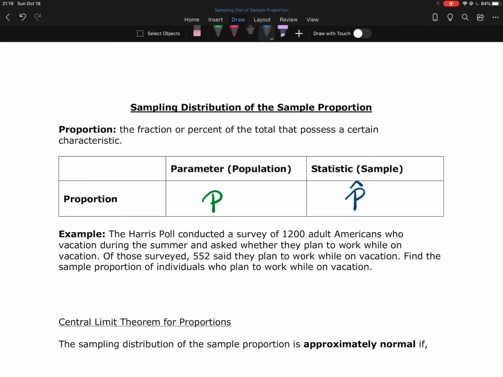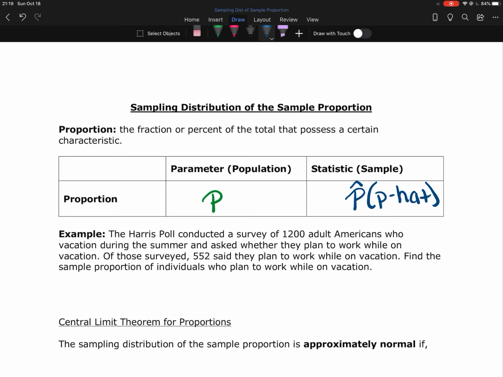This is the one symbol where the parameter is not a Greek letter that we're going to see. It's a normal letter, and it doesn't even have anything fancy with it. But the statistic, the sample proportion, does still have a little extra thing on top of it. So parameter, population proportion is p. Statistic, sample proportion is p hat. And that's how we read this, right? P hat.